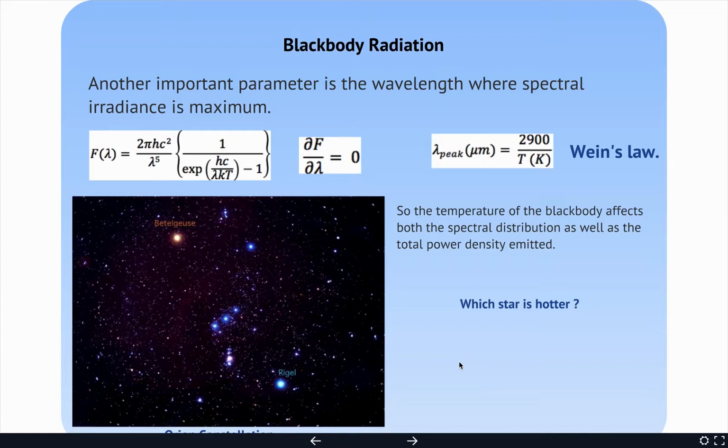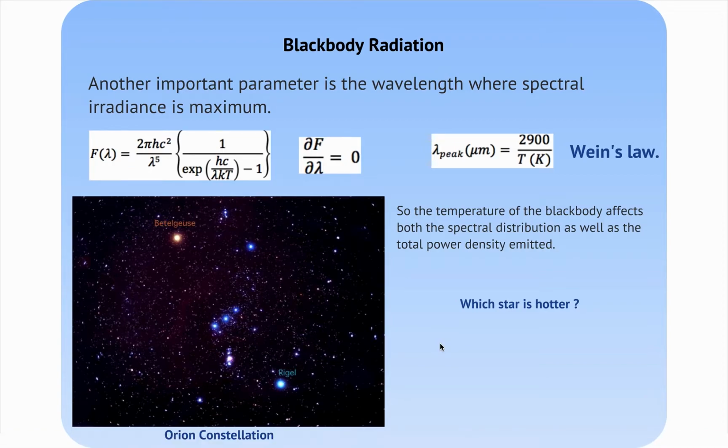So this is a picture of Orion's constellation. Let's look at two different stars here. One is Betelgeuse and one is Rigel. Let's ask a very simple question. As an astronomer, which star is hotter? I'll let you discuss based on what we have learned so far. Maybe 30 seconds. Feel free to talk. And hopefully you can relate this to what we've been talking about in the last few slides.